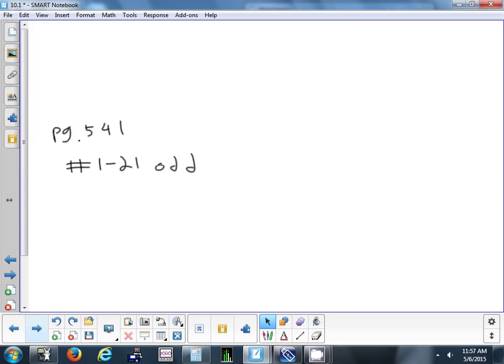So homework tonight is mostly going to be solving linear systems, so you're not going to have to worry about the nonlinear ones. It's page 541, 1 to 21 odd.